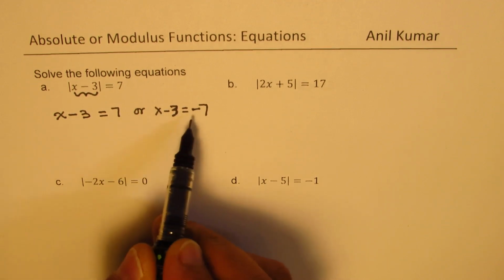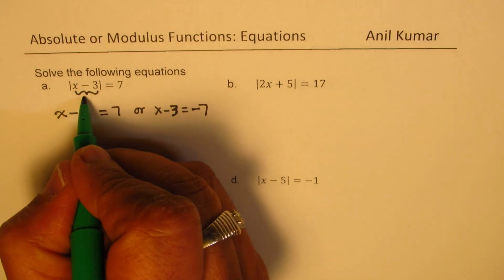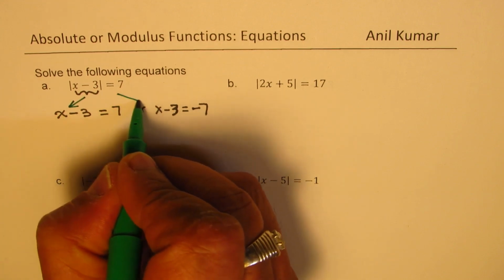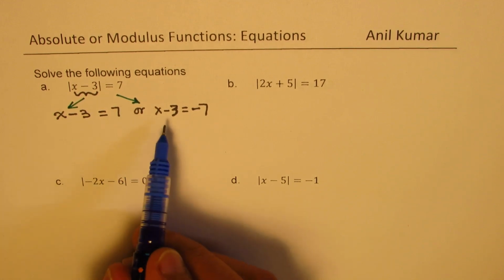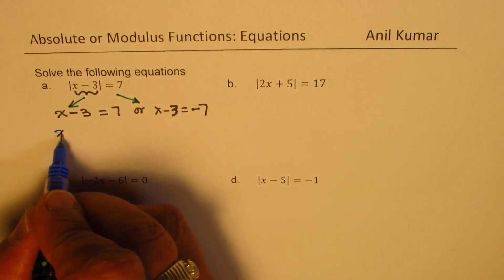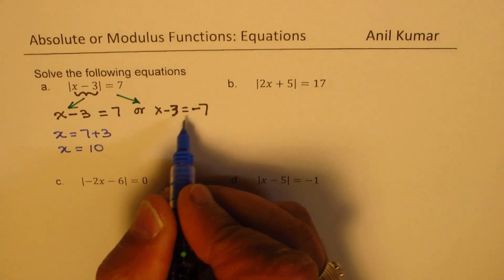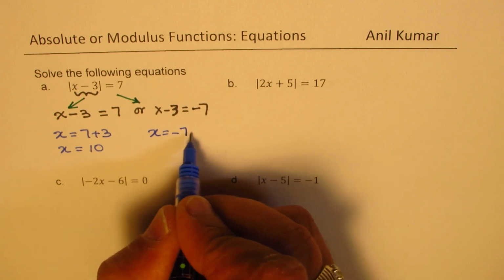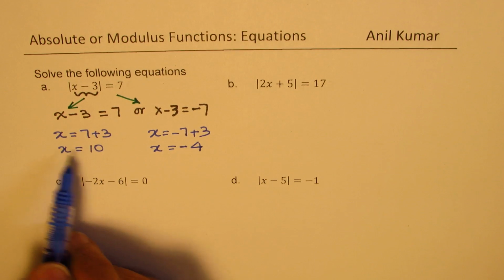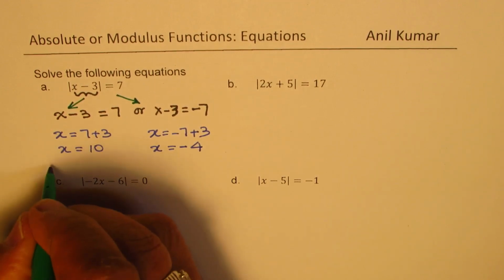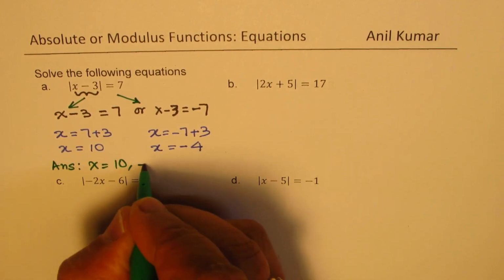So we are expecting two answers, and both of them can be found by splitting this into two parts. So the same equation can be written as shown here, and they will provide you with two solutions. Here we get x equals to 7 plus 3, and we get x equals to 10. On this side, we get x equals to minus 7 plus 3, which gives you x equals to minus 4. And therefore, we have two solutions here, and our answer here will be x equals to 10 or minus 4.